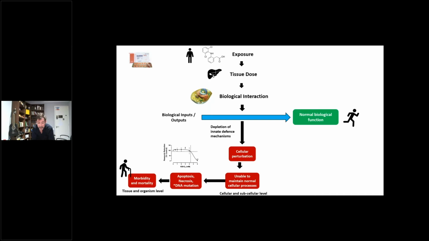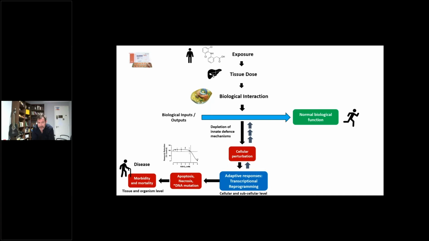And when you get that far, the cell is no longer able to maintain normal cellular processes. So it will either go into necrosis, it will get a DNA mutation, or it will go into apoptosis. And these things we can measure very easily. And this is akin to morbidity and mortality in humans, or disease.